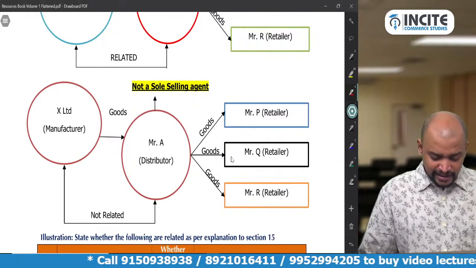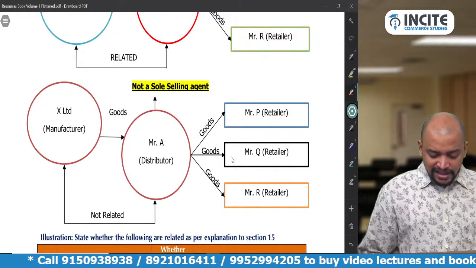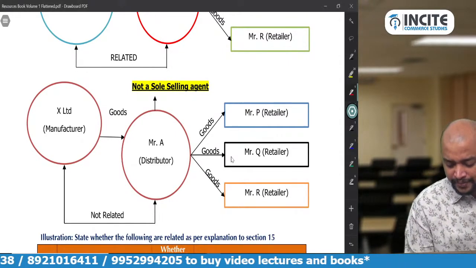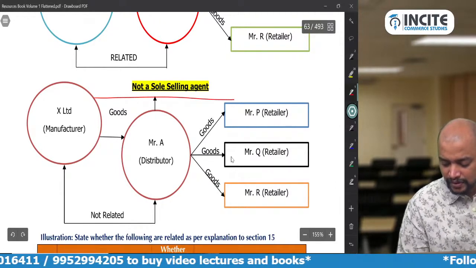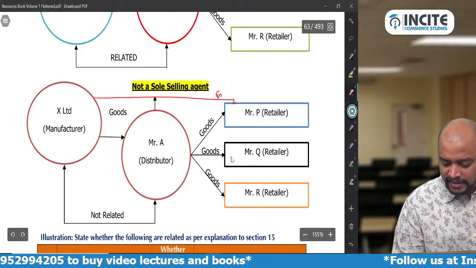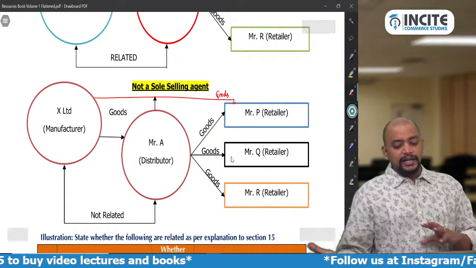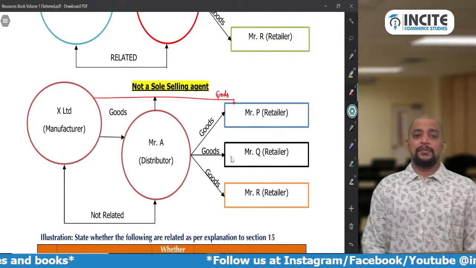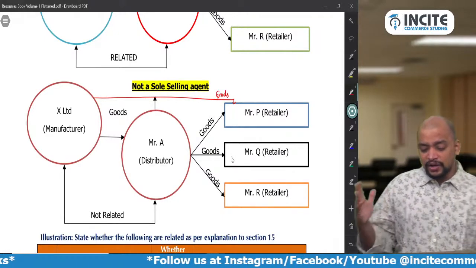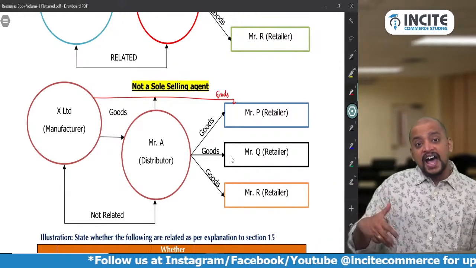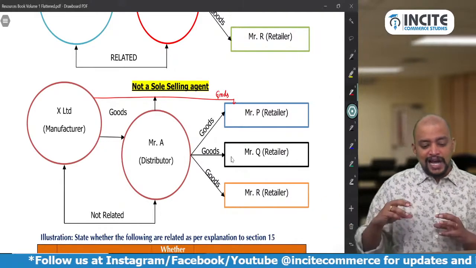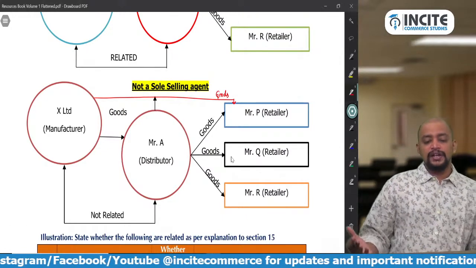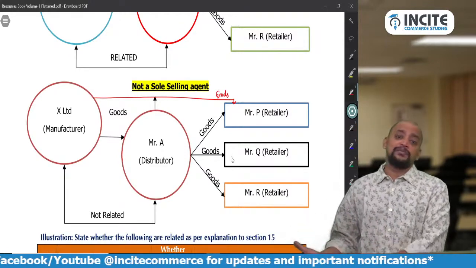Then next one, see the other part, that is X Limited. Small change is there here. X Limited sells the goods. Just one line you draw. X Limited sells the goods directly to the retailers as well as through the distributor. Again, I am repeating. X Limited sells the goods directly as well as through the distributor. So directly also X Limited can sell the goods, and through a distributor also X Limited can sell the goods.